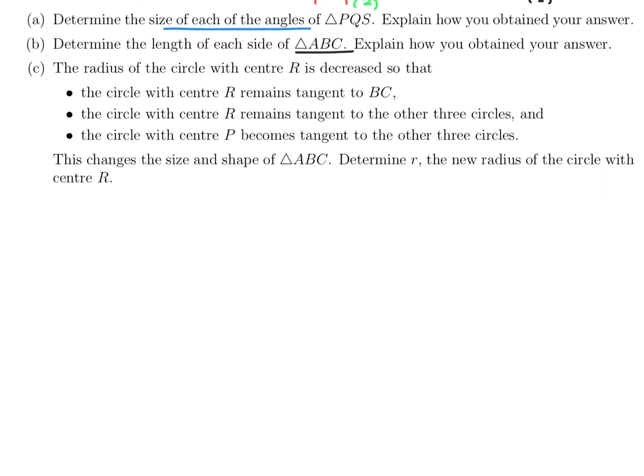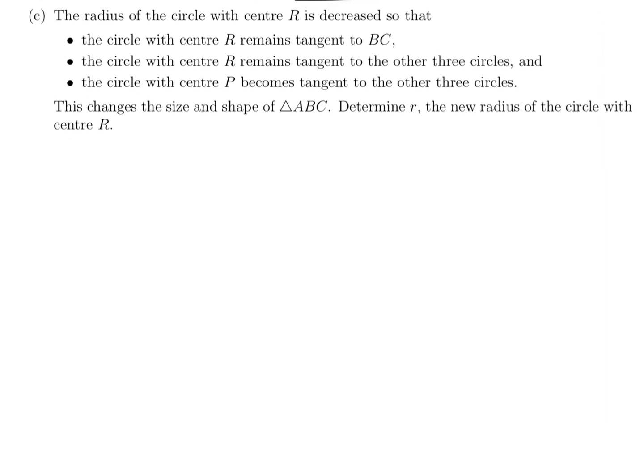And then finally, we have part C, which says that the radius of the circle with center R is decreased so that the circle with center R remains tangent to BC, the circle with center R remains tangent to the other 3 circles, and the circle with center P becomes tangent to the other 3 circles. This changes the size and shape of triangle ABC. Determine R, the new radius of the circle with center R.